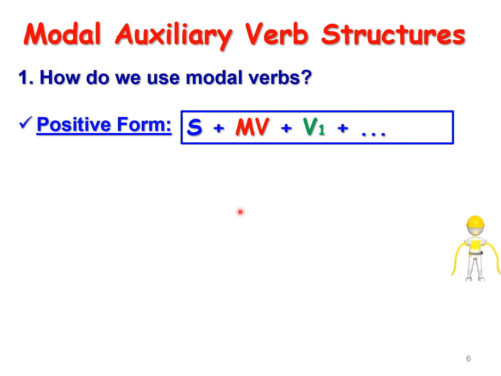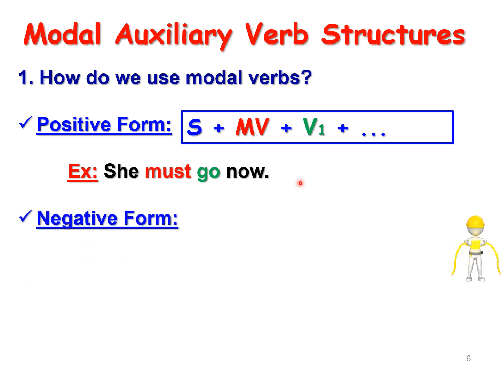So here is the example. Okay, she must go now. So she is the subject, must is the MV or modal auxiliary verb here, go is verb 1. Now is the time expression. So it shows an obligation: she must go now. She cannot wait, right?